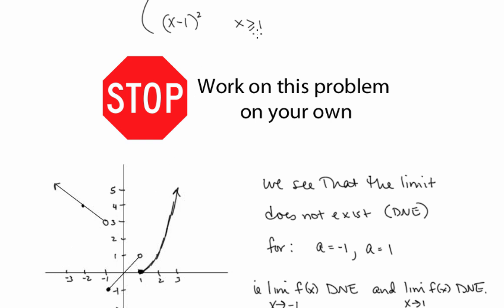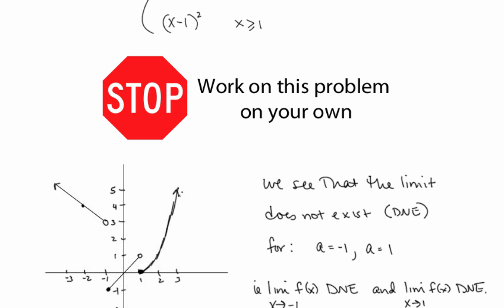And then for x values greater than or equal to 1, we want the parabola x minus 1 squared. And we learned in the last lesson that this is going to be our basic parabola shifted to the right 1 unit. So our basic parabola starts with a vertex at the origin, we shift it to the right 1 unit, and then we notice we only want this graph for x values greater than or equal to 1, so we only want this half of the parabola.